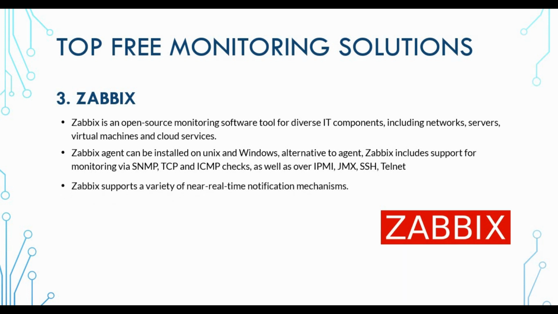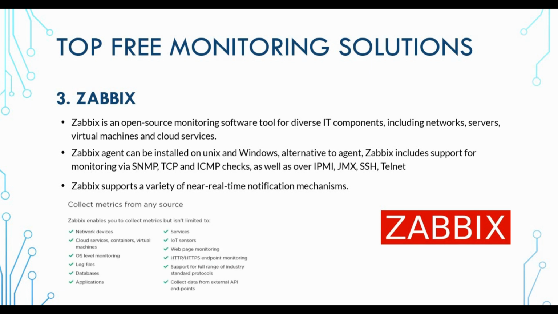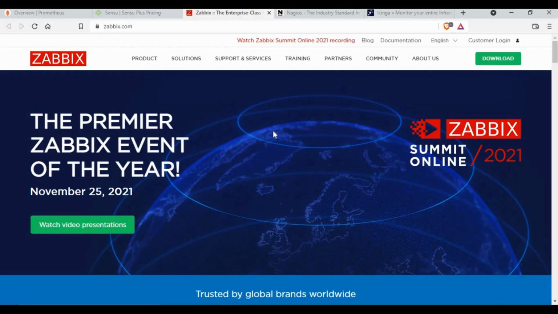It supports a variety of real-time notification mechanisms. That's another feature of Zabbix. Some of the metrics we can collect from Zabbix are network devices, services, cloud, IoT, OS monitoring, HTTPS, log files, databases, applications, and a lot of protocols and APIs, all of which can be monitored using Zabbix. If you want to access Zabbix, you can go to zabbix.com. So let's have a look. This is the Zabbix page.